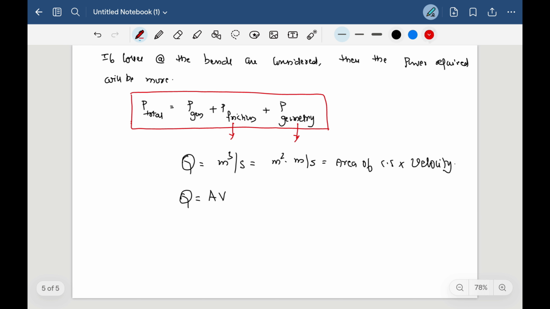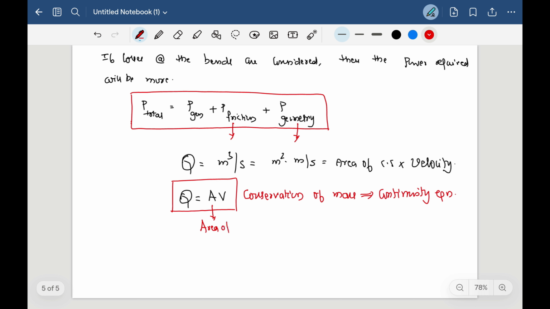This is called the continuity equation, conservation of mass. This is conservation of mass. Q is equal to AV. A is area of cross section. V is velocity of flow of liquid.